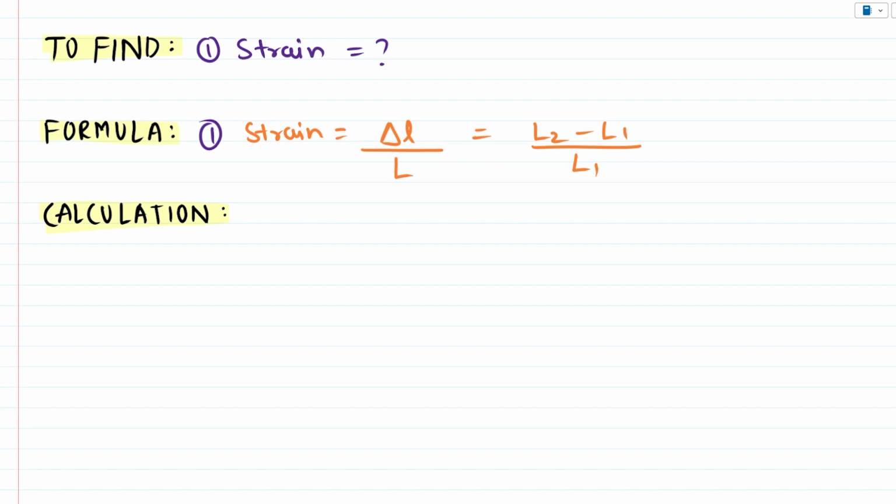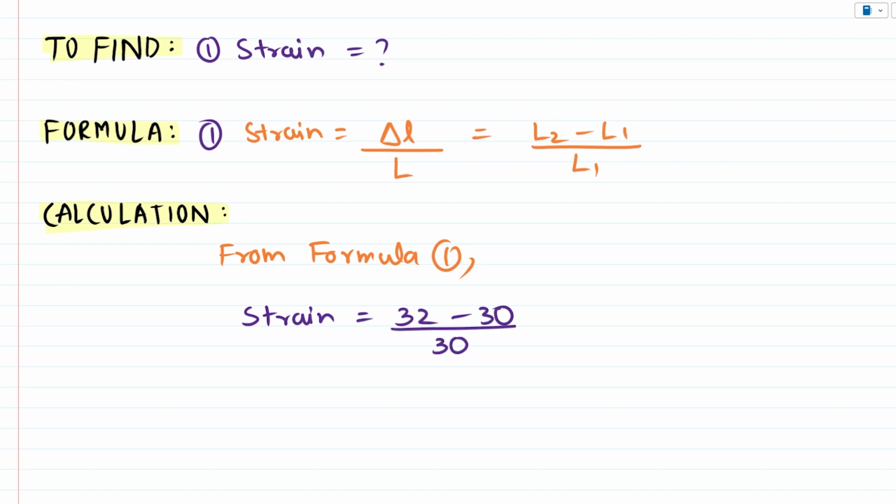So in our calculation section, हमारा जो first statement है, that is from our formula 1, that is the formula to calculate strain. Strain is said to be L2 का value, that is 32, minus L1 का value, that is 30, divided by 30. So 32 minus 30 effectively is the change in our length, so which simplifies as 2 by 30, which further simplifies as 1 by 15.